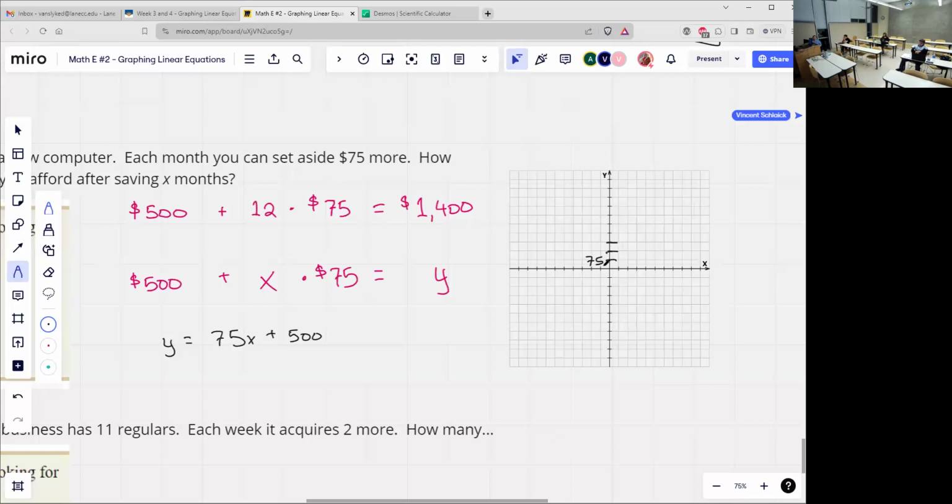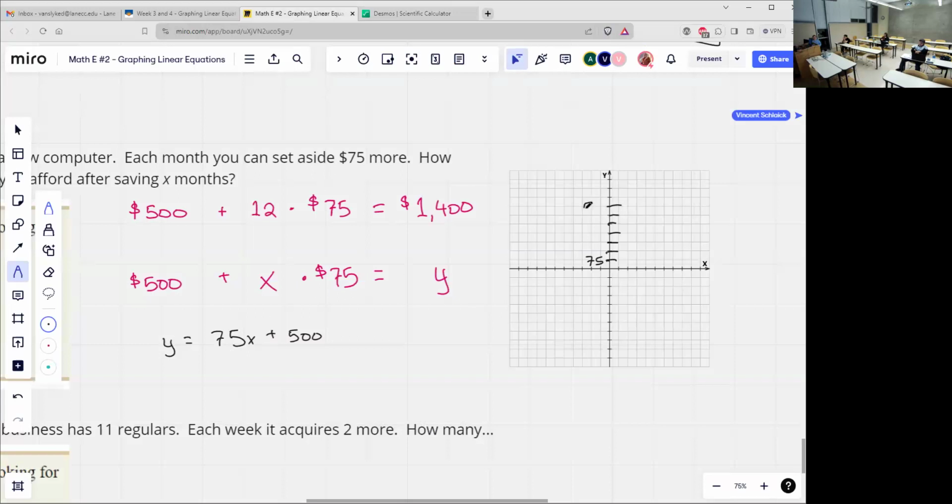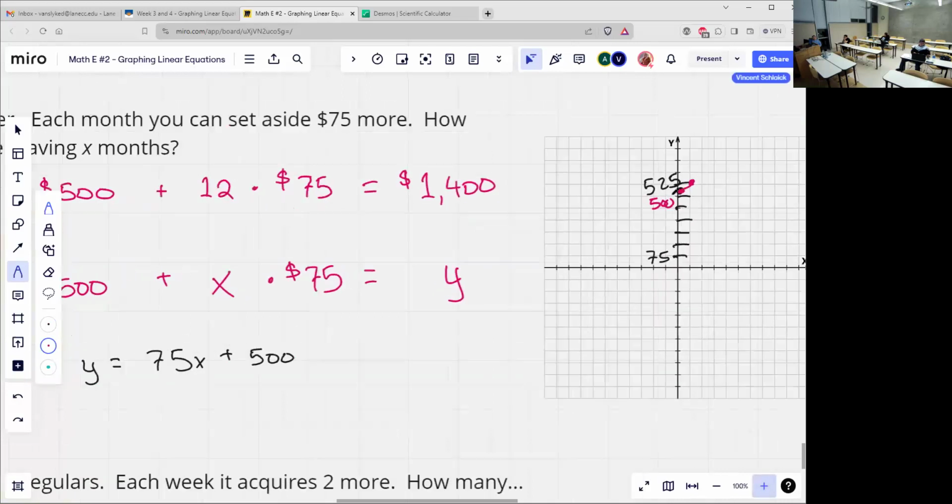75, 150, 225, 300, 375, 425, 500. Did I really do that right? 1, 2, 3, 4, 5, 6, 7. No, 525, I didn't think it was gonna come out either. So this is 525. So I really crossed just a little below that, that's my 500. And then each month I go up one of those. It's just past the 6.5.